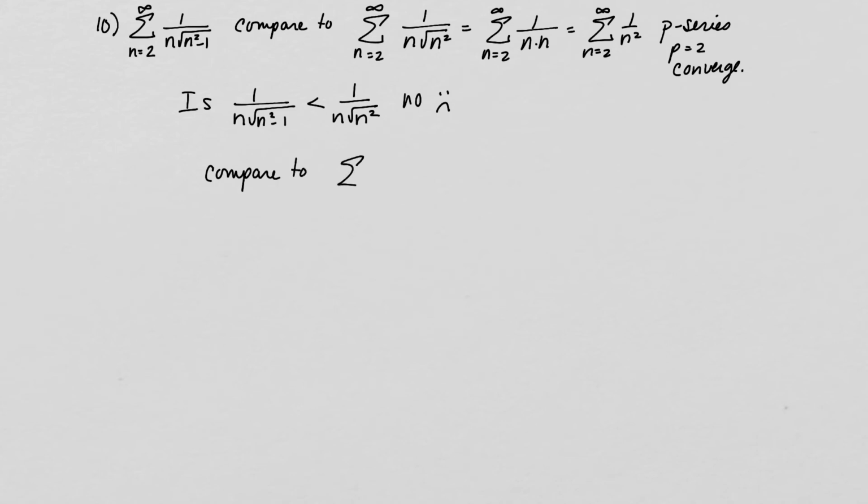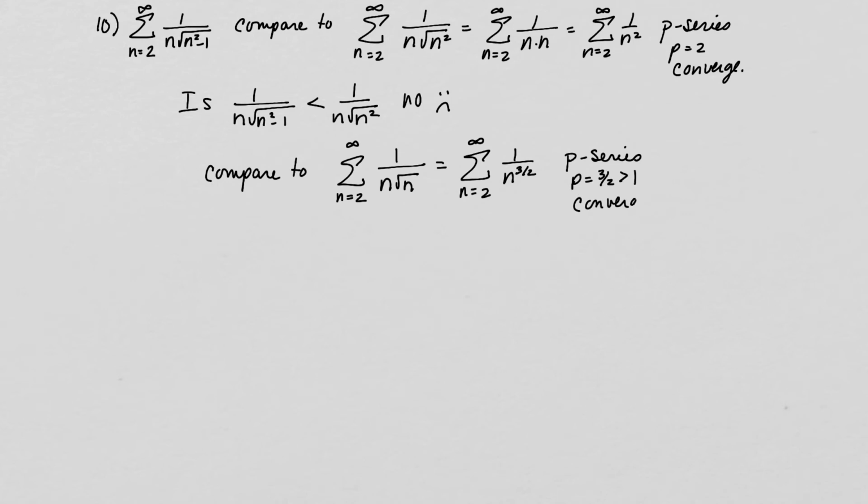This time we'll use n equals 2 to infinity. At this point, you're kind of like, just try something. So we'll keep the n, and this time rather than the square root of n squared, let's try comparing it to the square root of n. If we do that, this is the summation n equals 2 to infinity of n times n to the 1/2, and 1 plus 1/2 would be 3/2. So I have 1 over n to the 3/2. It's also a p-series. P here is 3/2, which is bigger than 1, so it's also going to converge.